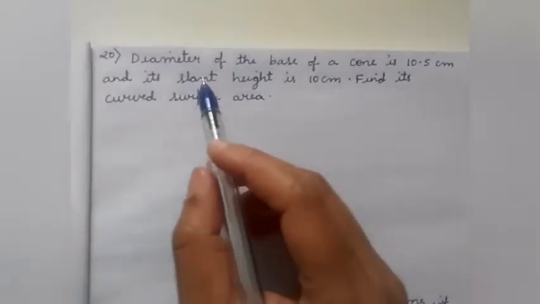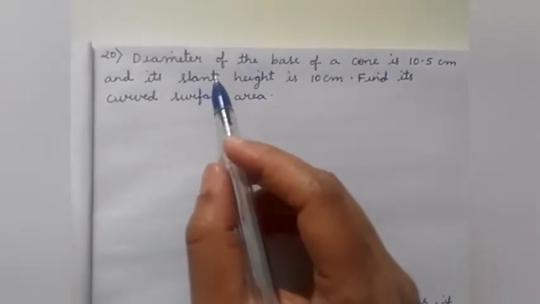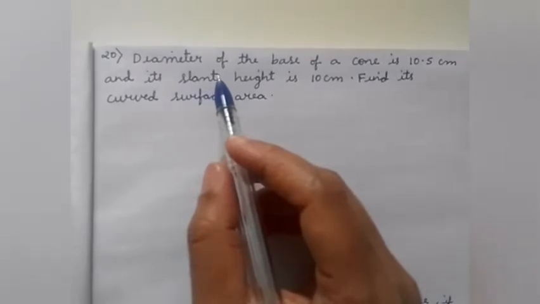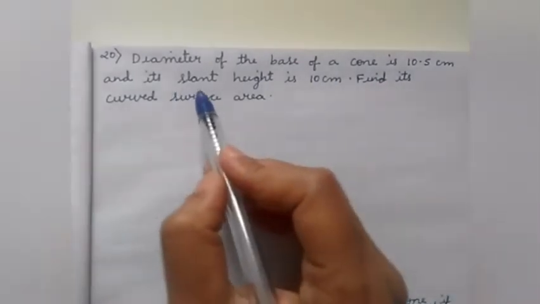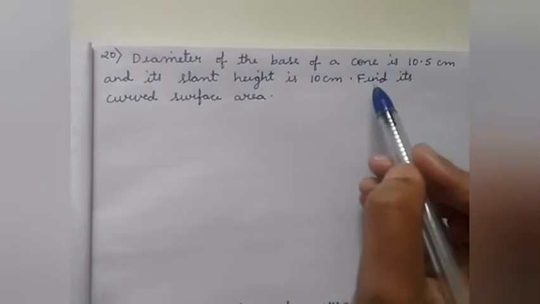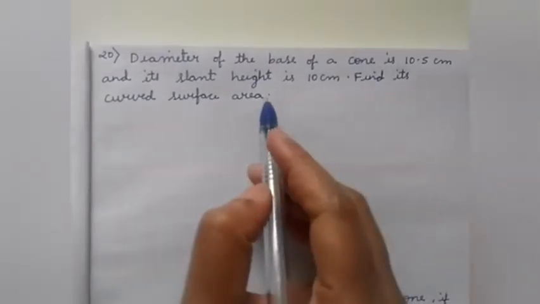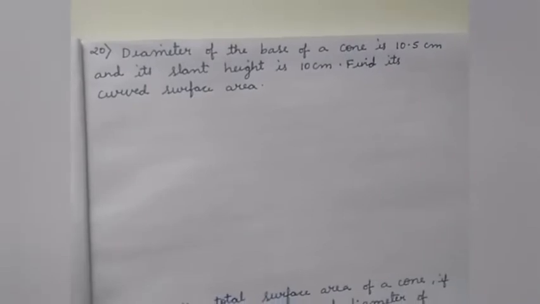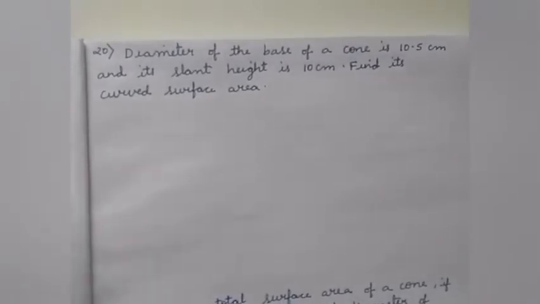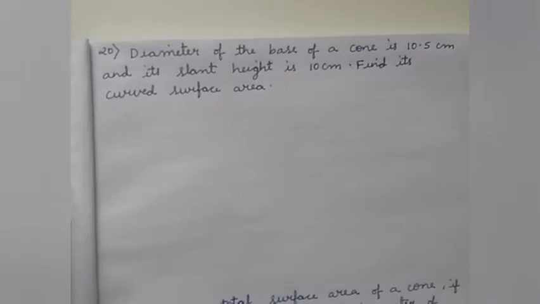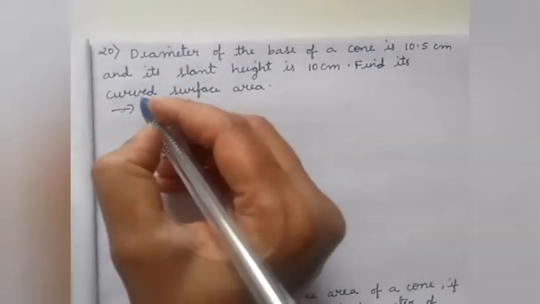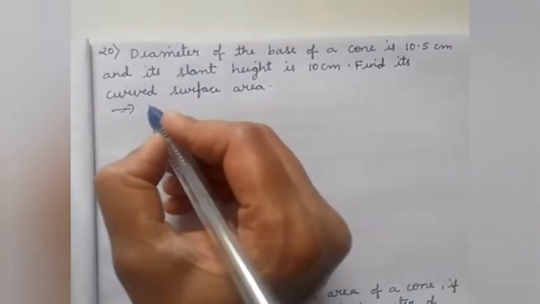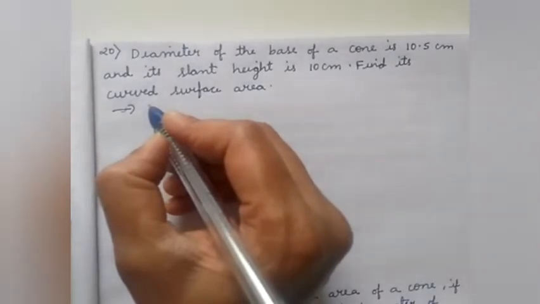So the 20th problem based on the surface area of the right circular cone is: the diameter of the base of the cone is 10.5 centimeter and the slant height is 10 centimeter. Find its curved surface area. So here the diameter is given, and we know that if the diameter is given, we can easily find the radius, because radius is equal to diameter divided by 2, and the slant height is given, and we are asked to find the curved surface area of the cone, and we know the formula is pi r L.